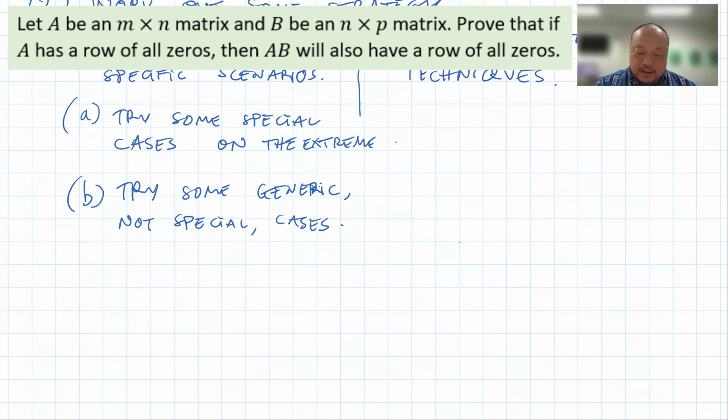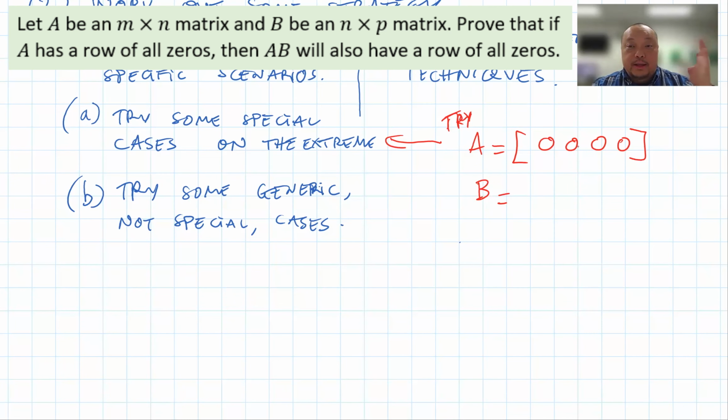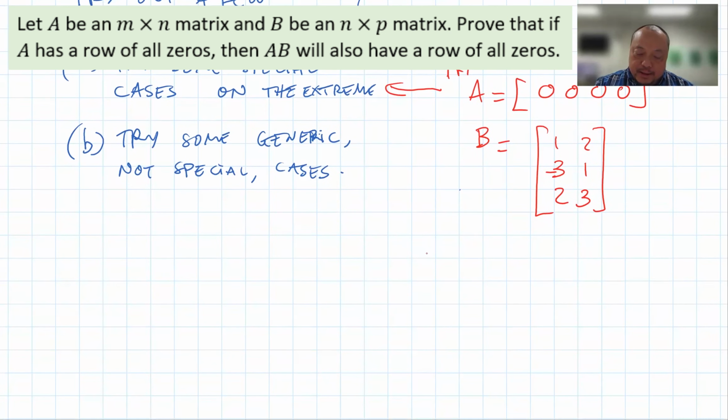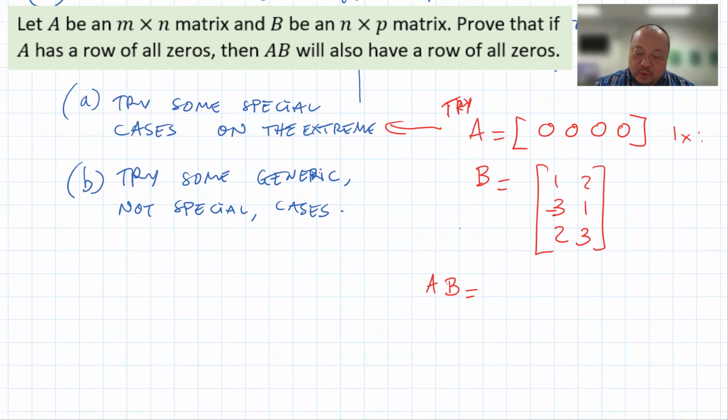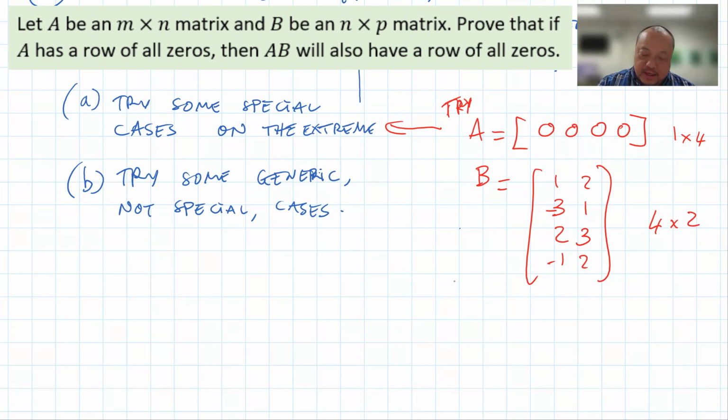So for our example, I could do a very skinny matrix. I could do A equal to just one row. A is 1 by 4, then B has to be 4 by something, so maybe 4 by 2. Maybe throw in a negative here. So I'm going to try that. Then I'm going to see if AB has a row of zeros like it's supposed to. Well, A is 1 by 4, and B is, oh, I need one more row. B is 4 by 2. Then that means AB is going to be 1 by 2.